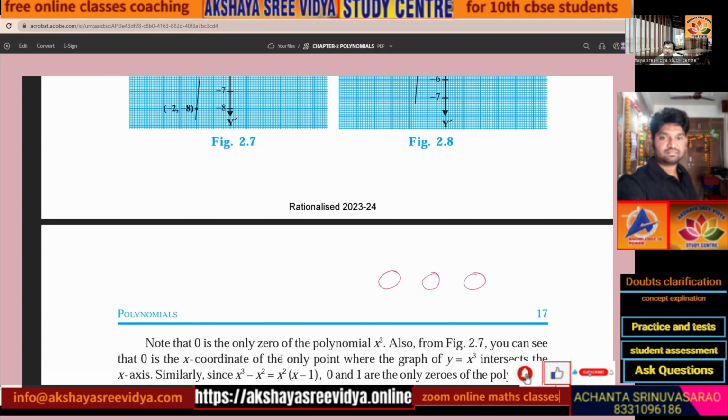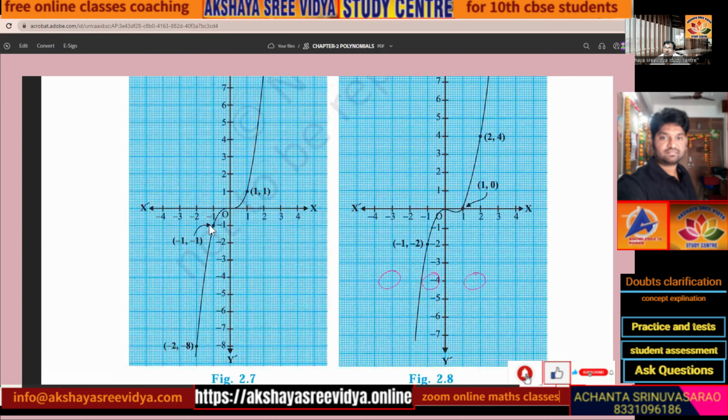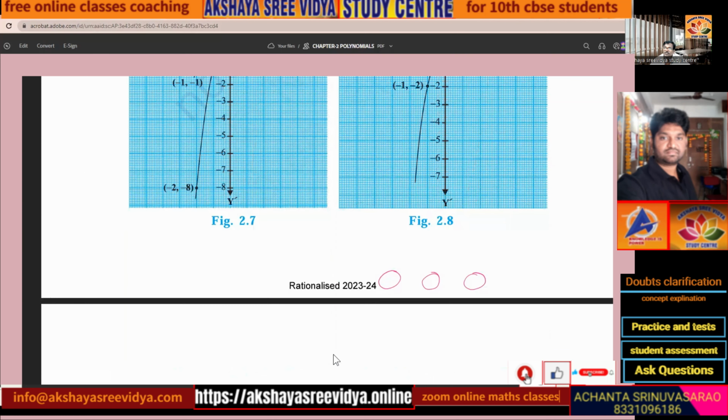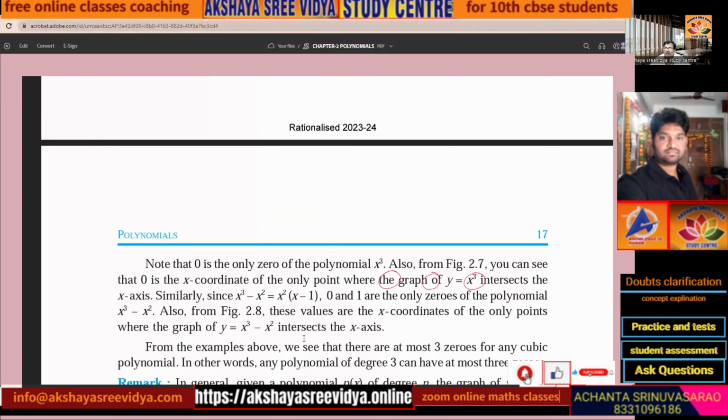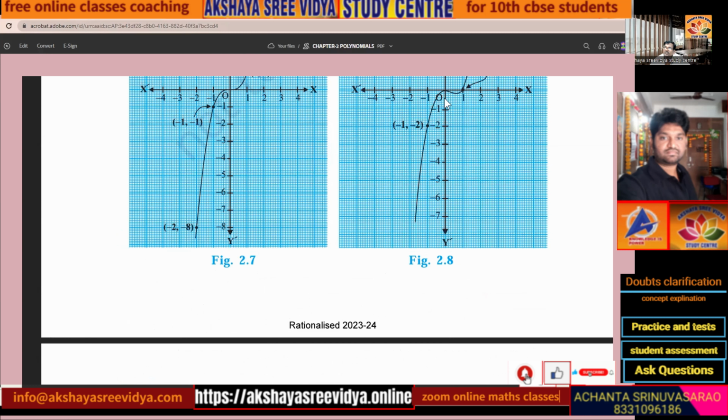Note that 0 is the only zero of the polynomial x cube. Also in figure 2.7 you can see that. The x coordinate of the only point where the graph y is equal to x cube intersects the x-axis is 0. Similarly, since x cube minus x square is equal to x square into x minus 1, 0 and 1 are the only zeros of the polynomial x cube minus x square. Also in figure 2.8, these are the x coordinates, 0 and 1. Okay.